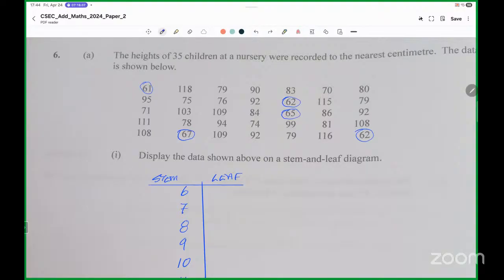So the lowest one is 61. See here, 61. Then 62. There are 2 of them, 62 and 62. So you put a 2 right here for 62, and another 2 for 62. And then you have 65 right here. So you put a 5 here for 65. And you have 67, you put a 7 here for 67. And that now would have covered the numbers in the 60s. Let me shift this up a little.